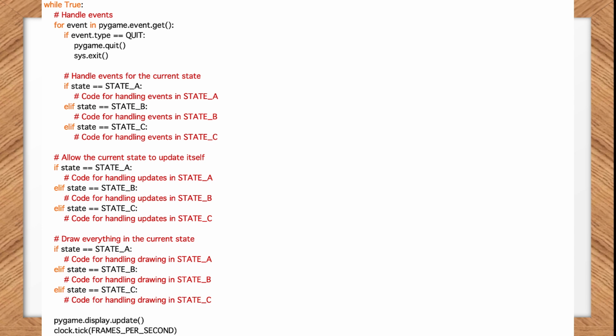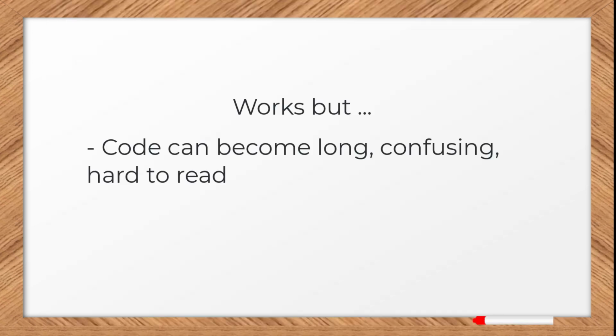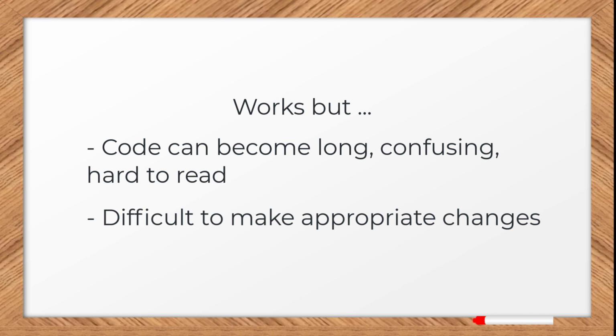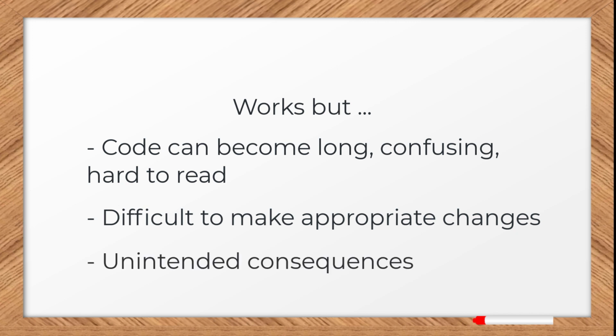Within the big loop of your Pygame program, you have a series of if-elif statements to do different things depending upon which scene the program is in. In this example, we're doing the typical actions in a Pygame program, responding to events, then updating based on what scene we're in, and drawing everything based on the current scene. This does work. However, as the program grows, this approach can cause the code to become very long, confusing, and hard to read. It becomes difficult to make changes in the appropriate places. Sometimes a change in one scene will have an unexpected consequence in some other scene.